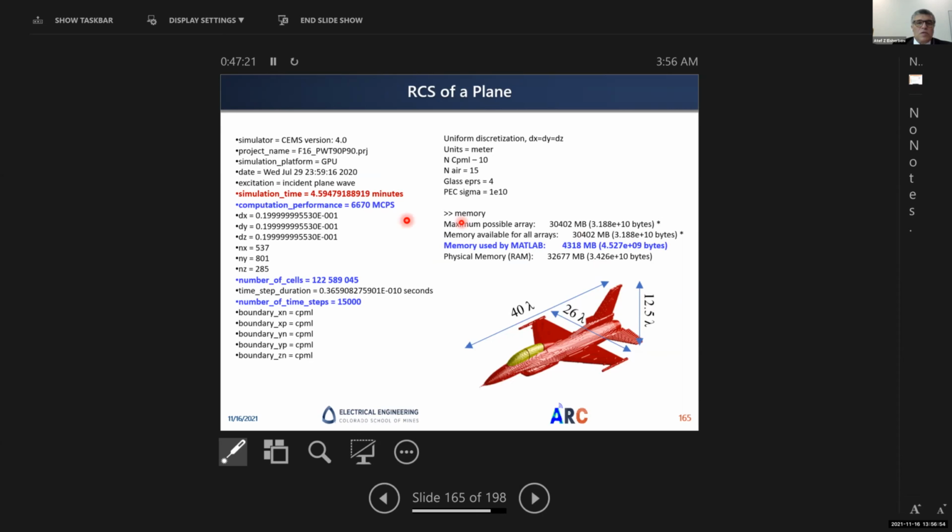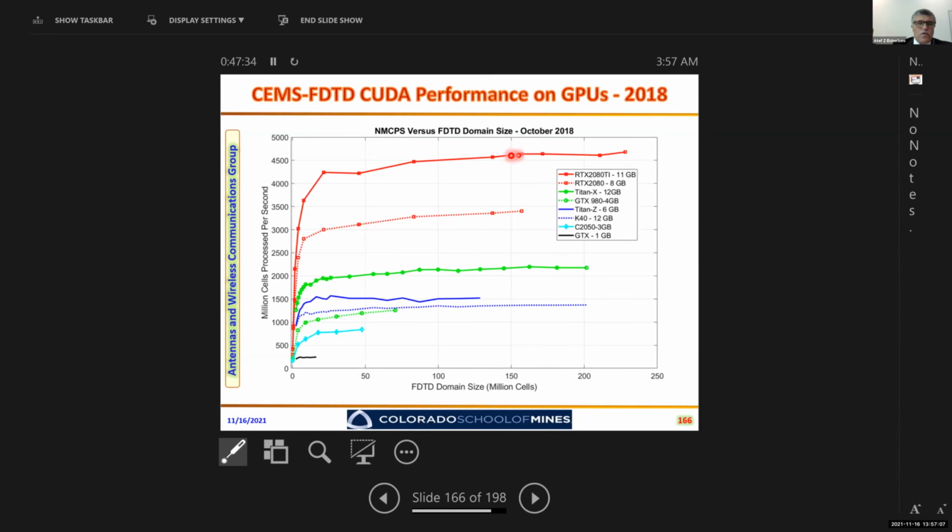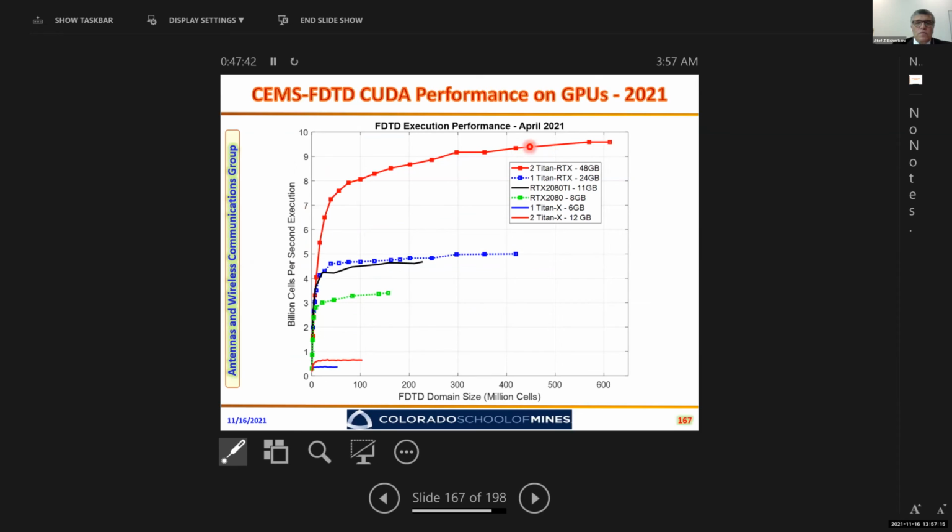This simulation has been done in about 4.6 minutes with 6.6 billion cells per second execution on 2 graphic cards on one computer. So in 2018, our performance on one graphic card was about 4.5 billion cells per second. Today, we can perform up to 9.5 billion cells per second, with up to 6 million cells on 2 graphic cards that are about 2 years old.